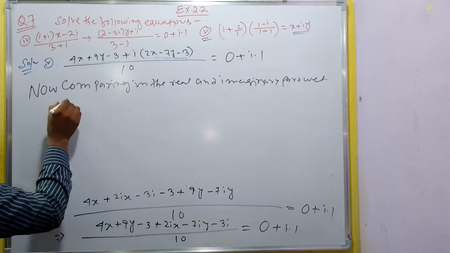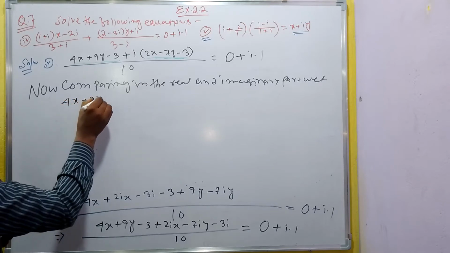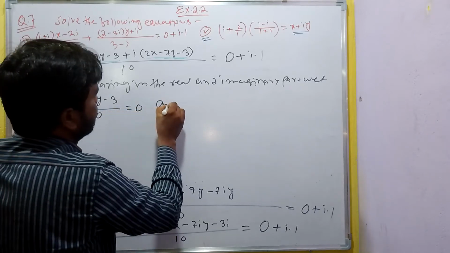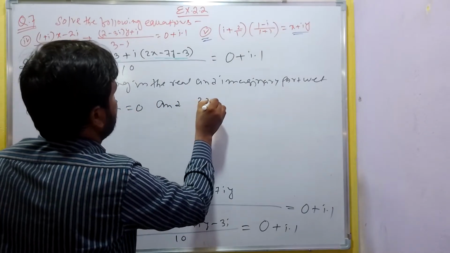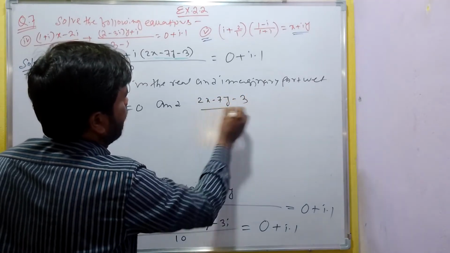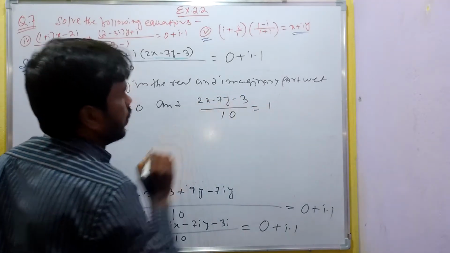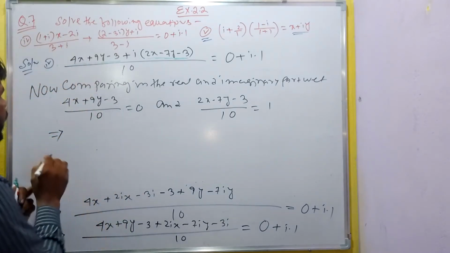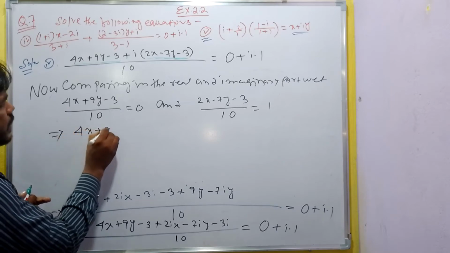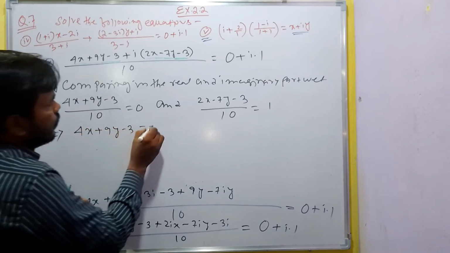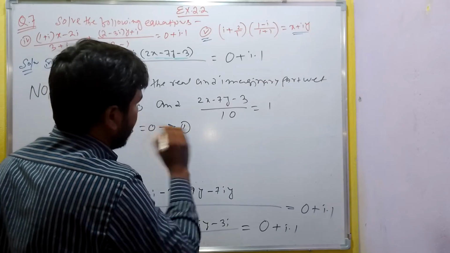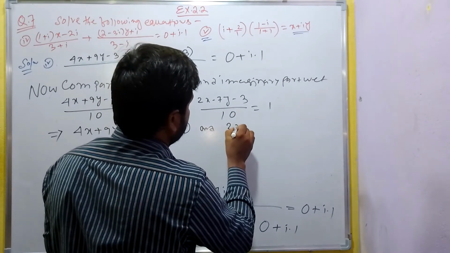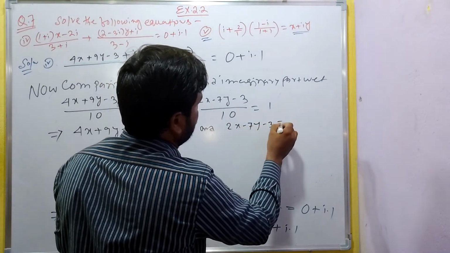Okay, so (4x + 9y - 3)/10 = 0. And (2x - 7y - 3)/10 = 1. Now you do cross multiplication. So what happened? 4x + 9y - 3 = 0. This one is equation number 1. And this one, you do cross multiplication. So 2x - 7y - 3 = 10.